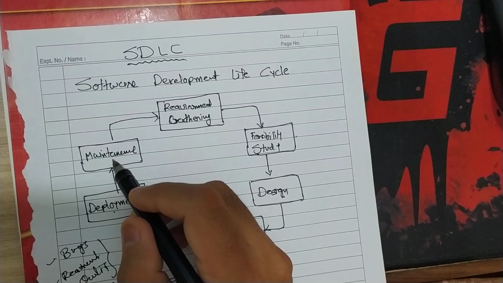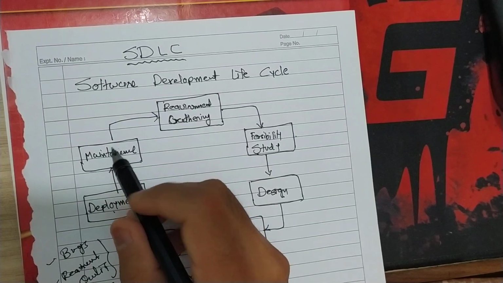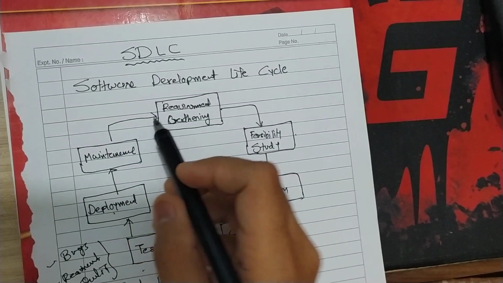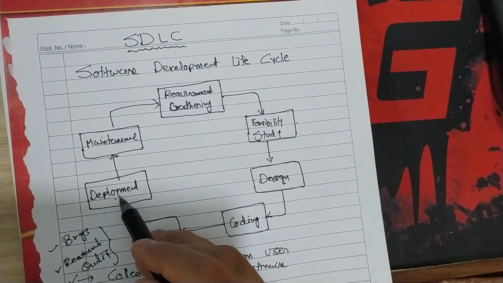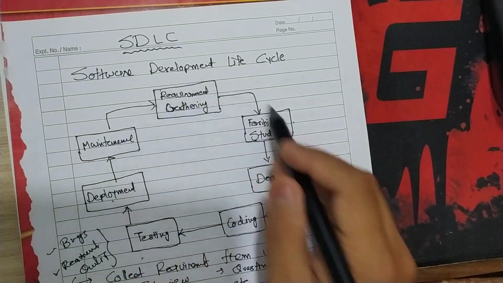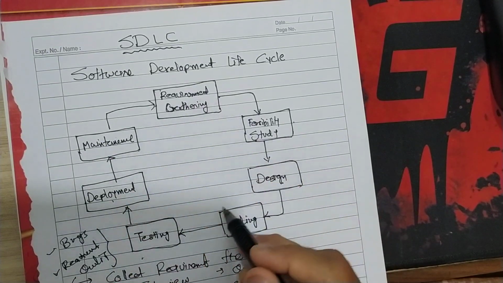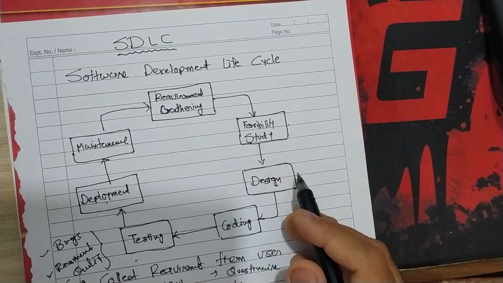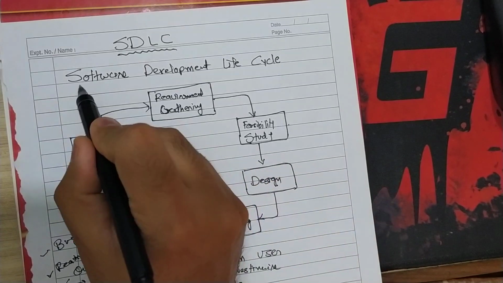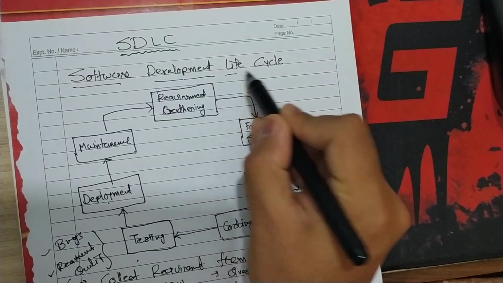And if the user wants some functionality, what we need to do is gather the requirements again and go through the whole process. So this is like a cycle which comes in a step by step process. So this is known as the software development life cycle.